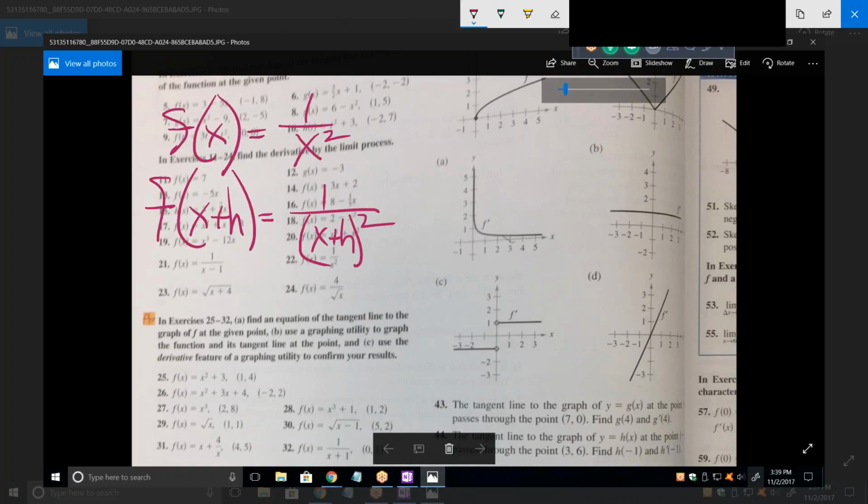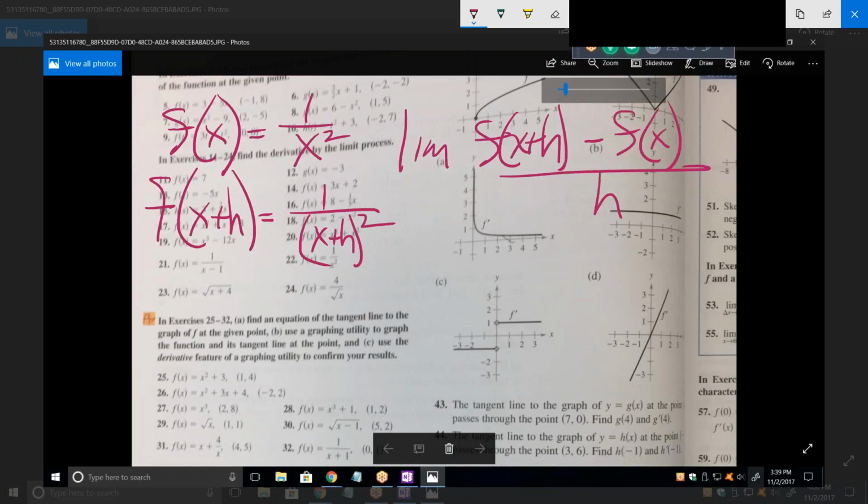Okay, gotcha. So now, remember, this is our definition. Wait, can we just pause? Let's pause for 1 second. Let me just look at this. I'm not going to erase anything. I'm just writing the definition, that's the limit definition right there. And in order to answer this, we need f of x and we need f of x plus h.